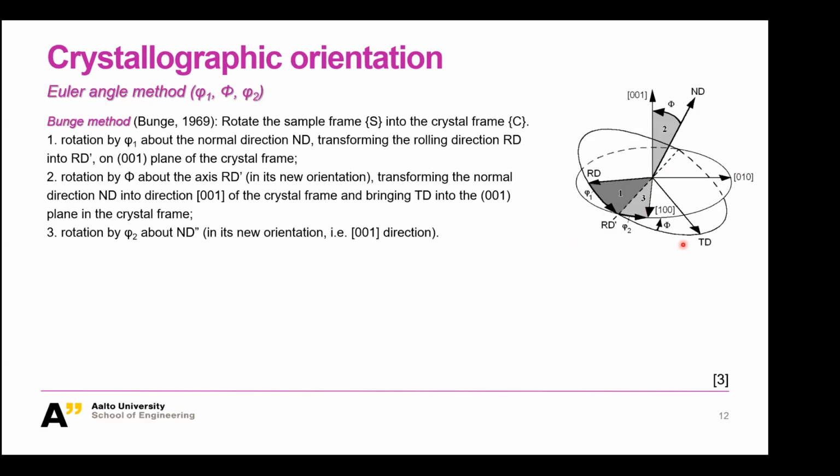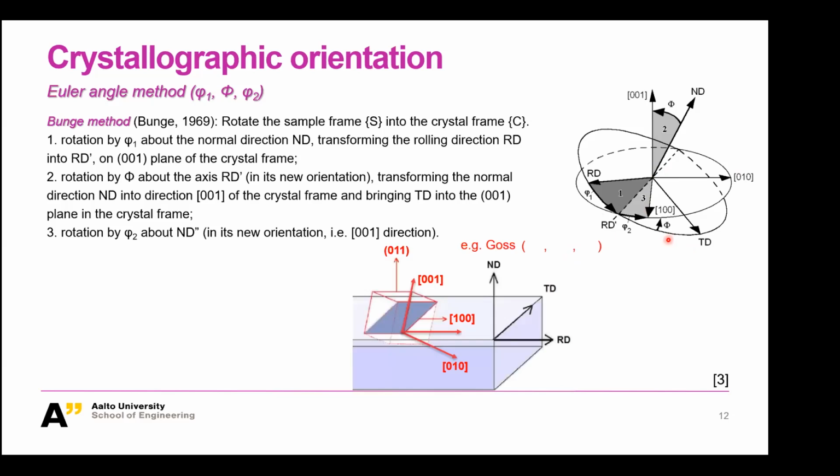So maybe it's not easy to understand the first time. We will also see a simple example here. This is again for the Goss orientation. You can see the crystal coordinate like this and the sample coordinate like this. So now we need to rotate the sample coordinate to be consistent with this crystal coordinate by these steps.